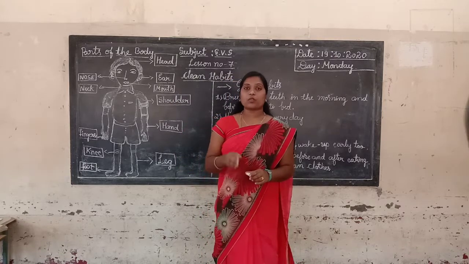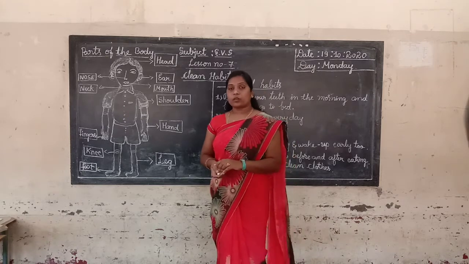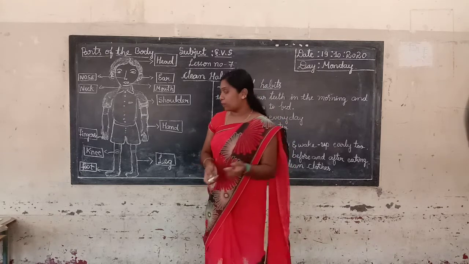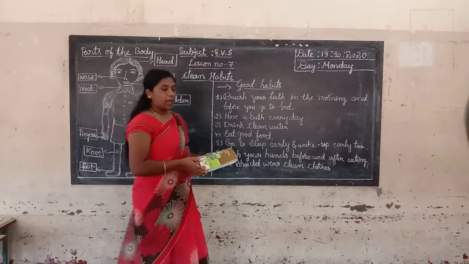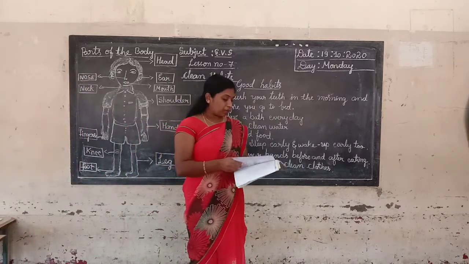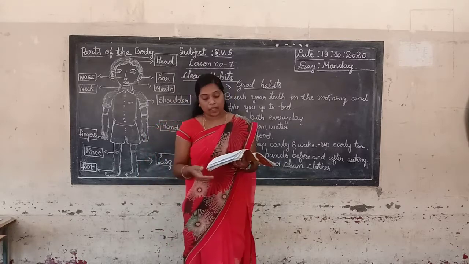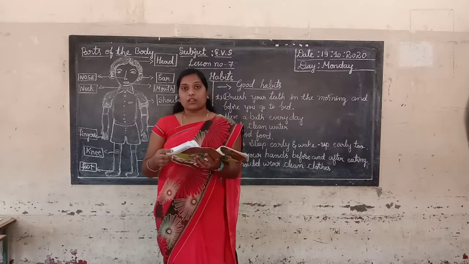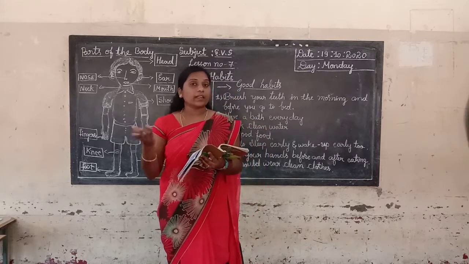Students, now we will discuss some book activity. Do you have a textbook? Yes, open lesson number 7, clean habits. That is page number 43. Students, what are the habits we should have which will keep us clean and neat?